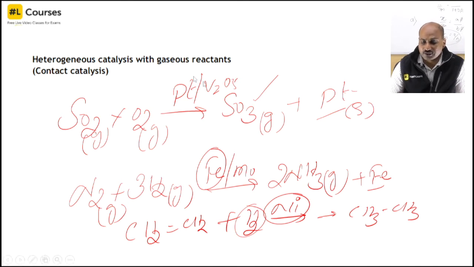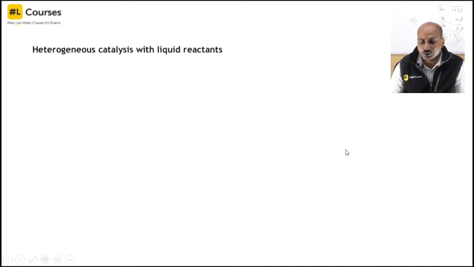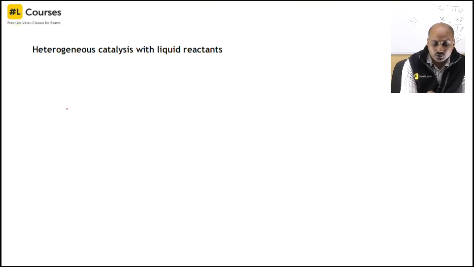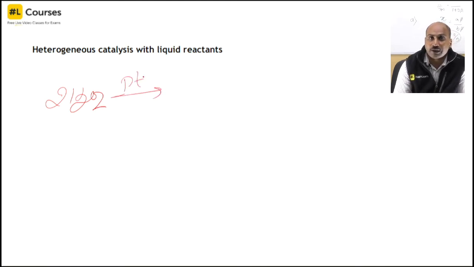If I go for the same reactions with respect to aqueous solution or the liquid form, the catalysis goes like this. I can give the same example: hydrogen peroxide when it is made to interact with platinum. This will get converted into 2H2O plus O2. Once again you get your platinum as such in the process.